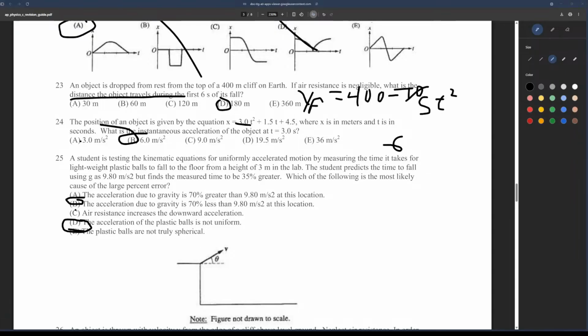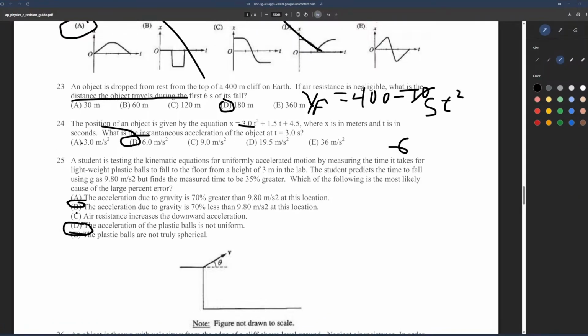Okay. Bro, 26 is such a buns question. I didn't even do 26. What do you need help with? Why is the answer for 25 D? Because everything else doesn't make sense. Okay, A and B don't make sense. Gravity is not going to be less. Air resistance would decrease the downward acceleration.